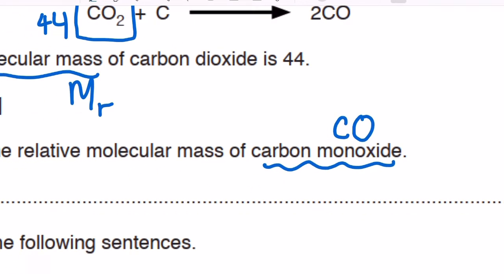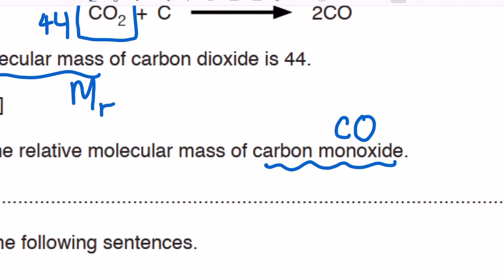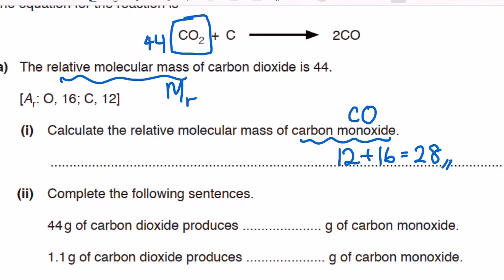Alright, so how to find the relative molecular mass? Find the mass for carbon in the periodic table. How much is it? It is 12, right? Next, what's the mass for oxygen in the periodic table? It is 16. So 12 plus 16, it is 28. That's all. Got that clear?